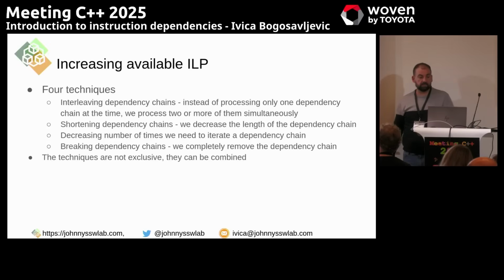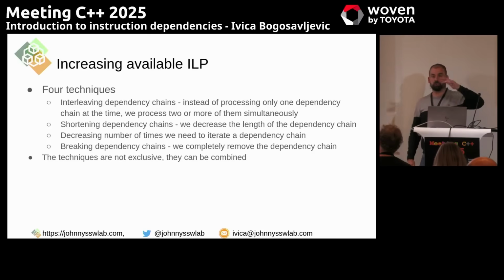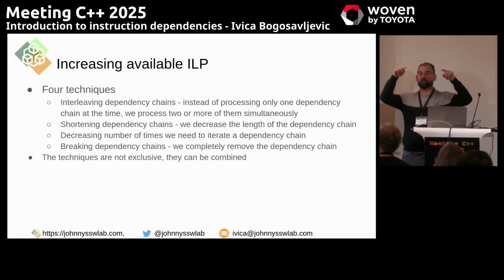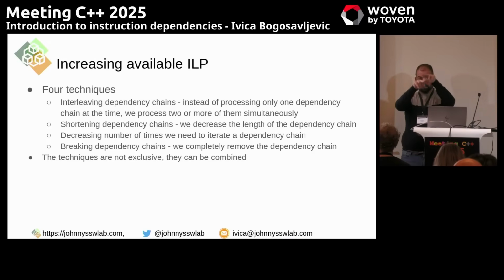So if you want to increase available instruction level parallelism, essentially you have 4 techniques. One is that if you have a dependency chain, and this is what limits you, what you can do is actually interleave 2 dependency chains. So it executes a little bit of this one, then a little bit of this one, a little bit of this one. So you're interleaving them and you're increasing the available instruction level parallelism in your code.